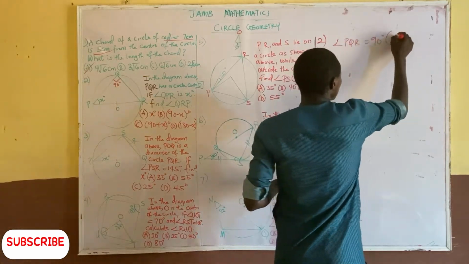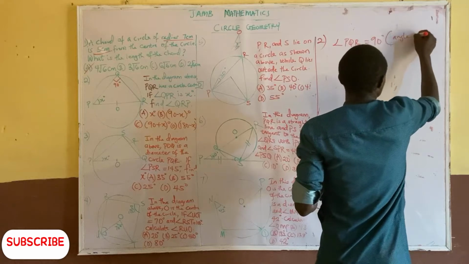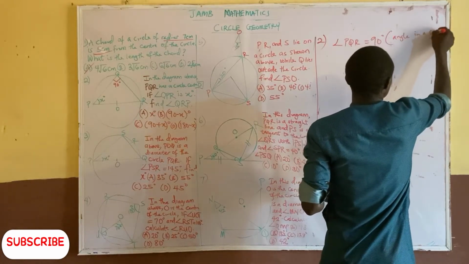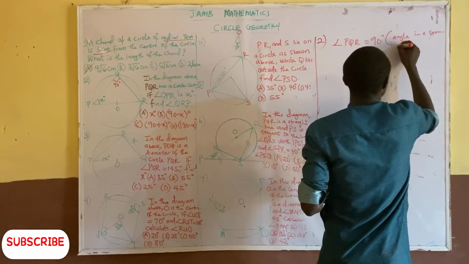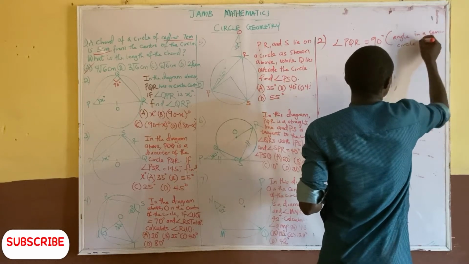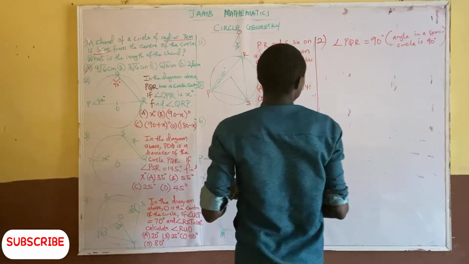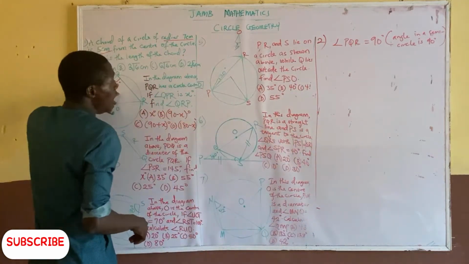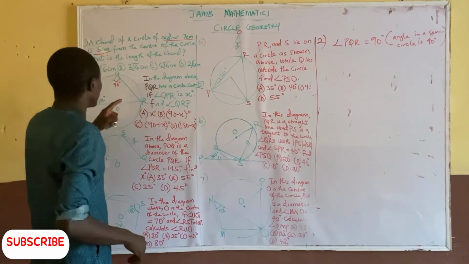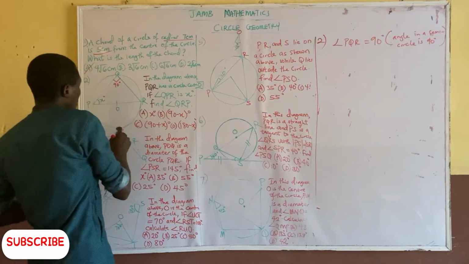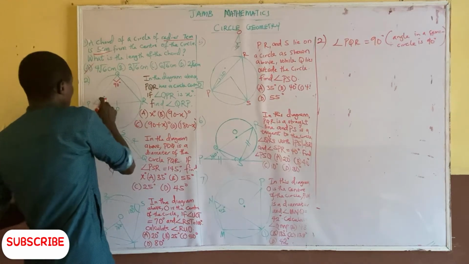Angle in a semicircle is 90 degrees. So angle in a semicircle is 90 degrees. So angle PQR is 90 degrees. So you can easily get our x now.